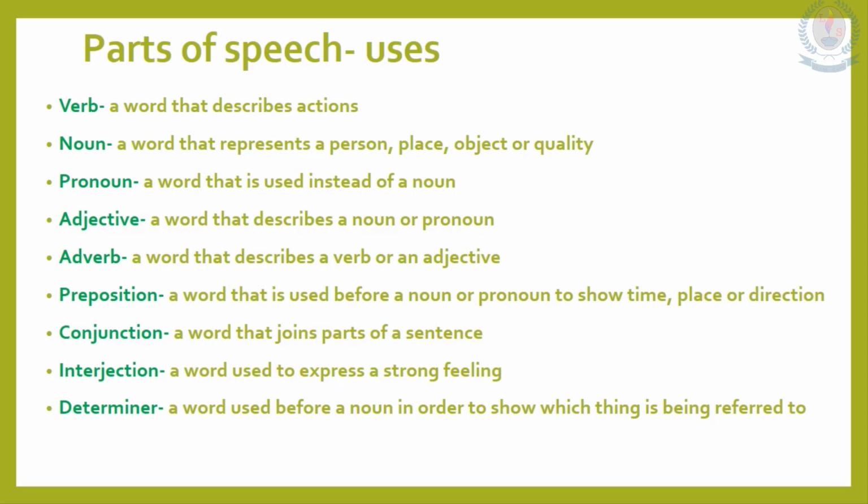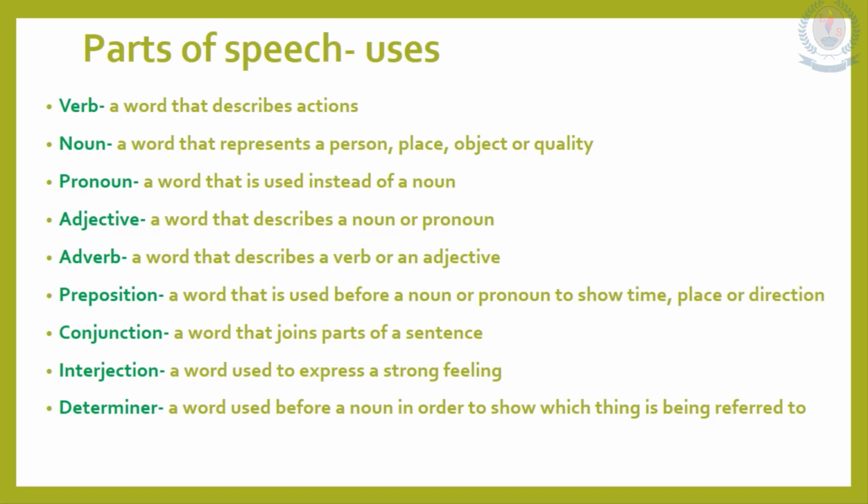Prepositions are words that are used before a noun or pronoun to show time, place or direction. So on, behind, before, below, under, on top of, in, out are all prepositions. A conjunction is a word that joins parts of a sentence. Words like and, so are conjunctions. The boy was fast and he was winning the race.